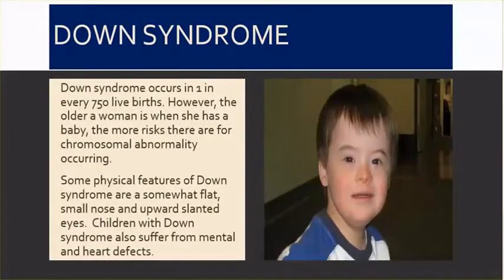Down syndrome. Down syndrome occurs in 1 in every 750 live births. However, the older a woman is when she has a baby, the more risks there are for chromosomal abnormality occurring. Some physical features of Down syndrome are a somewhat flat, small nose and upward slanted eyes. Children with Down syndrome also suffer from mental and heart defects.